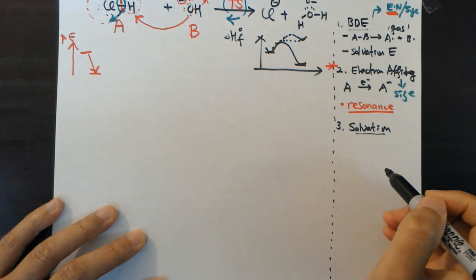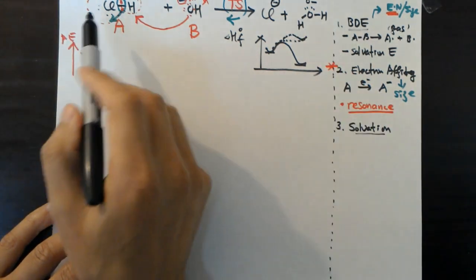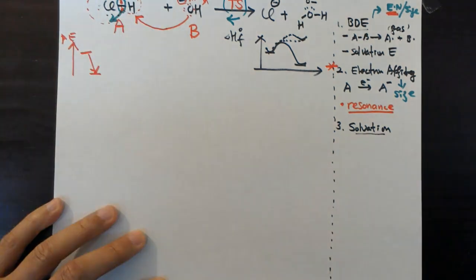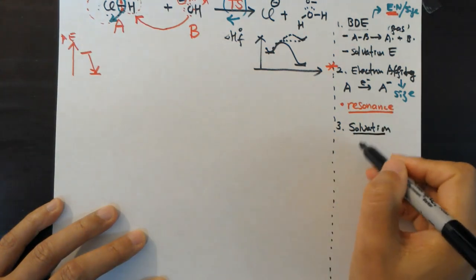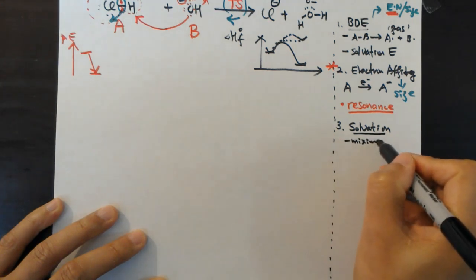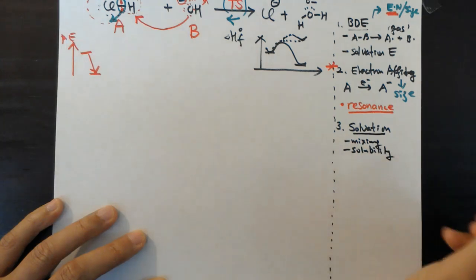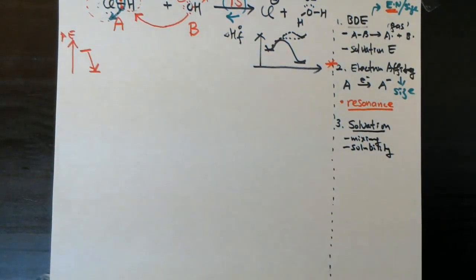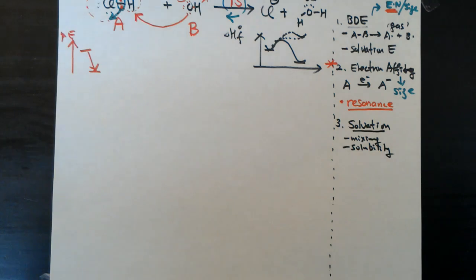Not only anions, but the polar, the less polar but still polar, or sometimes non-polar compounds you have also have a sort of solvation energy. We can also call that mixing or solubility. They can also stabilize or destabilize products and reactants in the reaction.